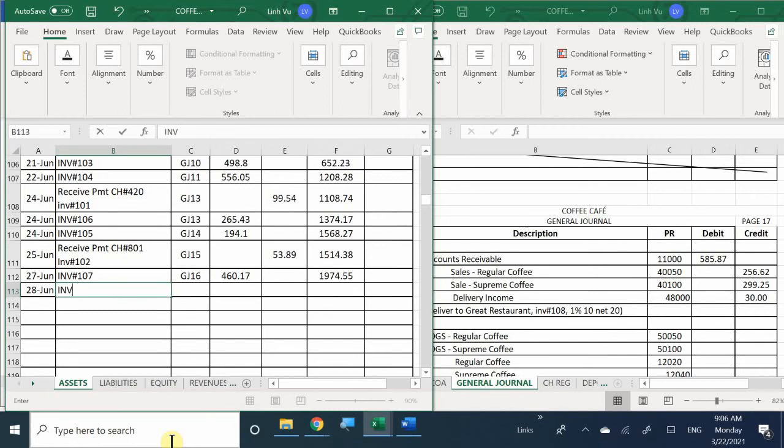Invoice number 108. We still on the 27th? Yes, thank you. Yes, I fat fingered that one. All right, General Journal 17 because we started a new page. All right, and what was the grand total that I owe?